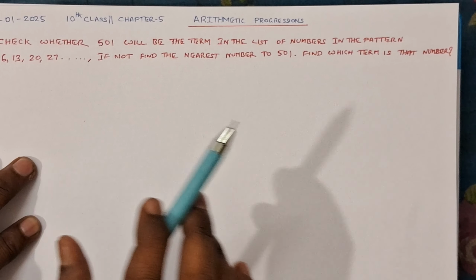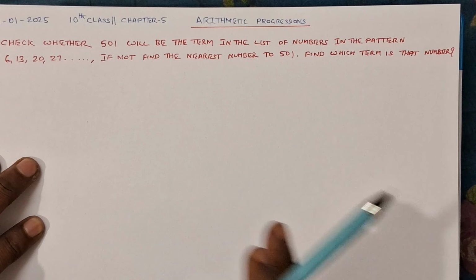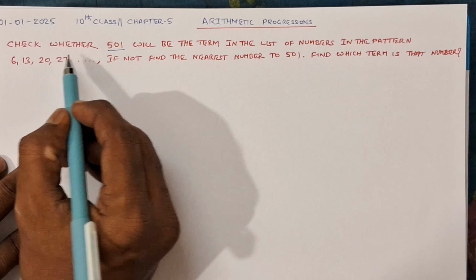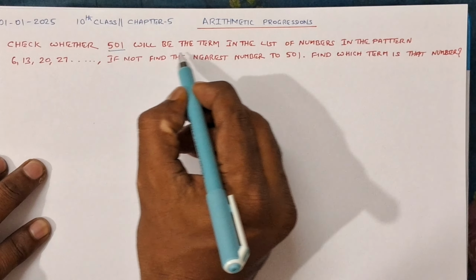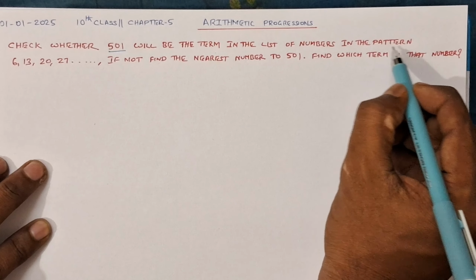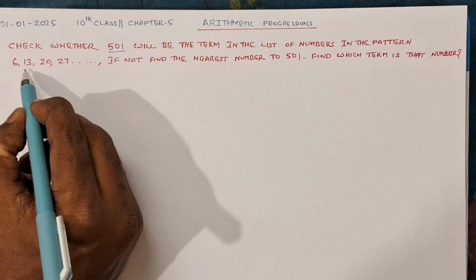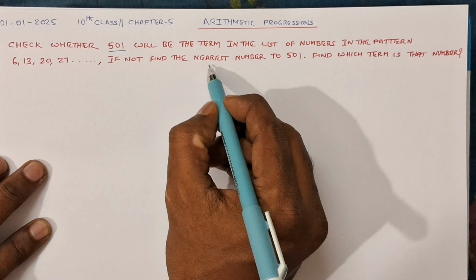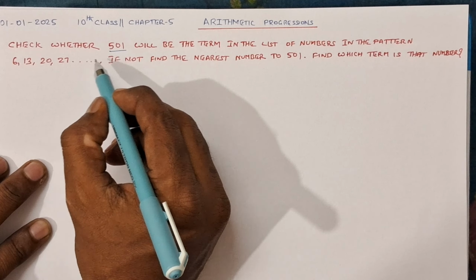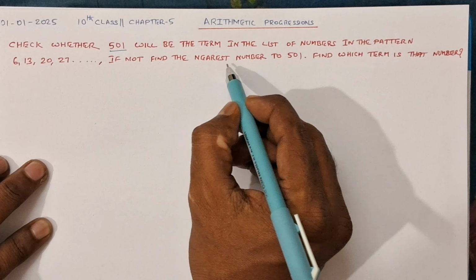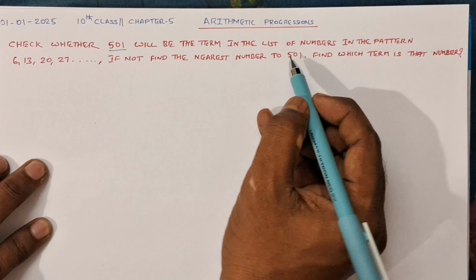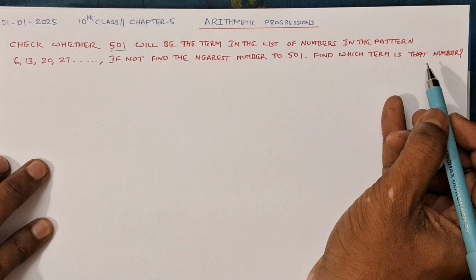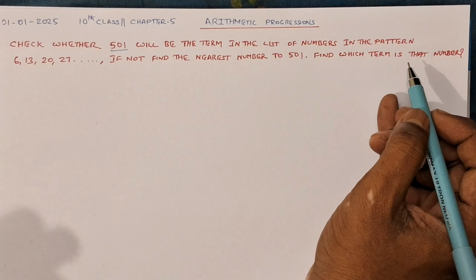We'll solve one more problem in arithmetic progressions. This type of problems will come in the competitive exams as well. Please concentrate. Check whether 501 will be a term in the list of numbers in the pattern 6, 13, 20, 27 and so on. If 501 is not in that list, find the nearest number to 501. After finding the nearest number, find which term is that number.